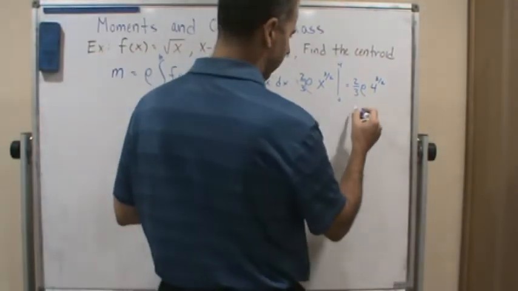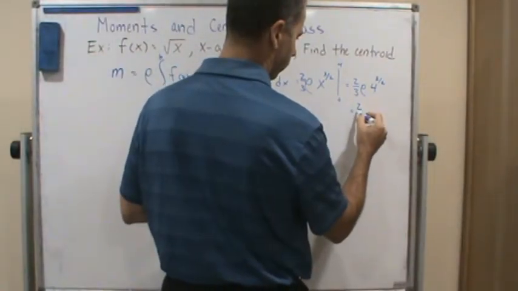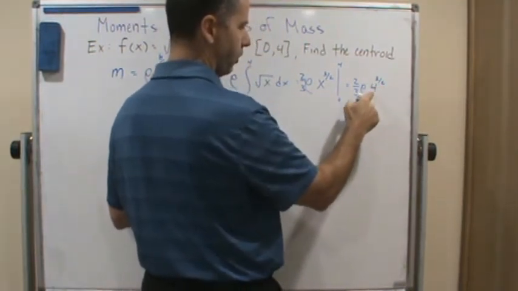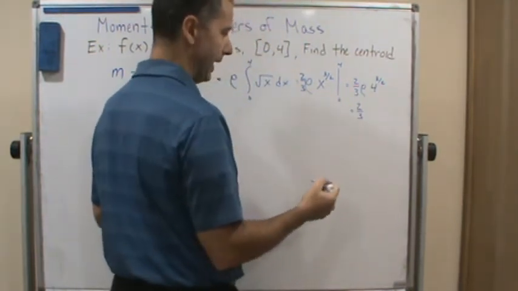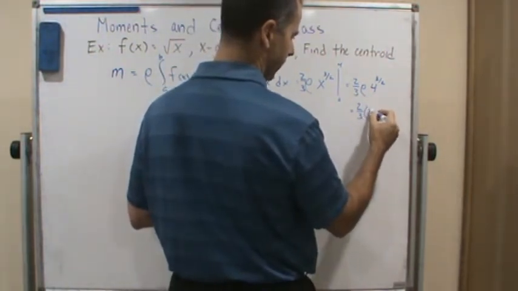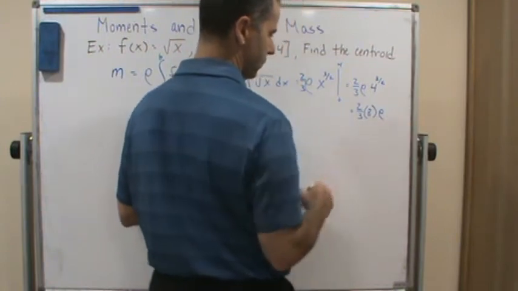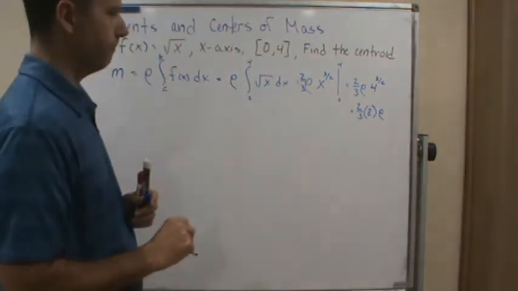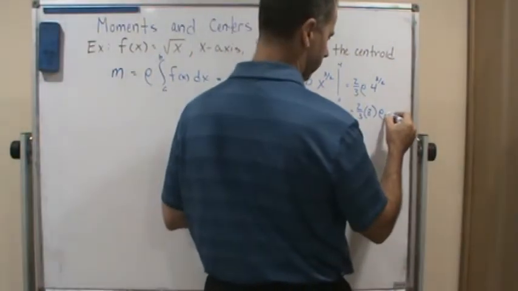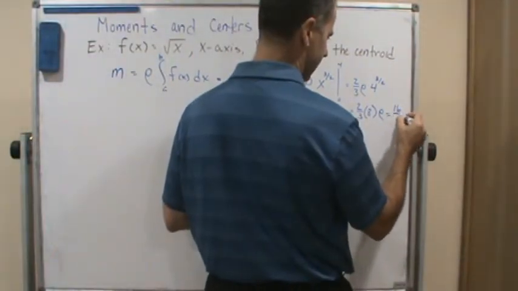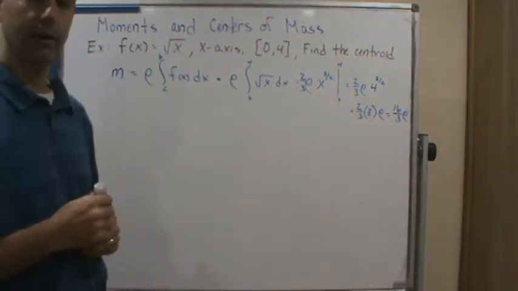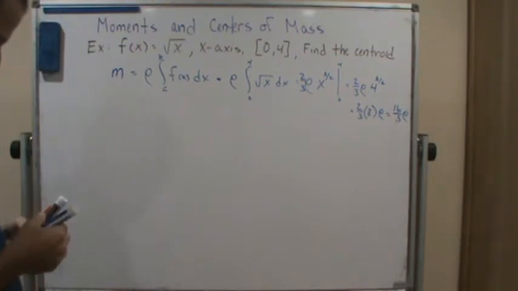And so what do we get? We get 2/3 times what? Well, the square root of 4 is 2, and 2 to the 3rd is 8. So we multiply by 8 and switch things around, and we get 16/3 rho. So that's our answer, 16/3 rho. All right, so there's our total mass.